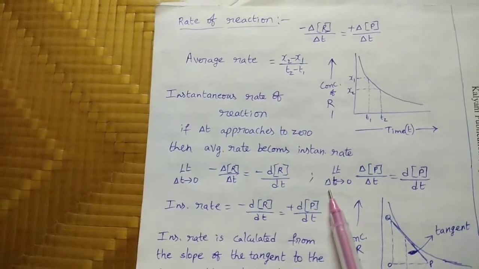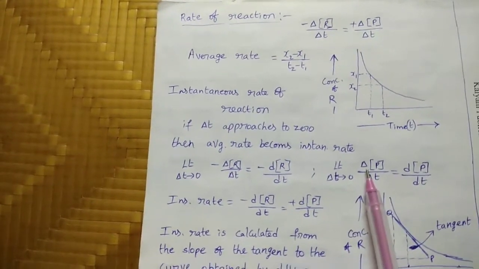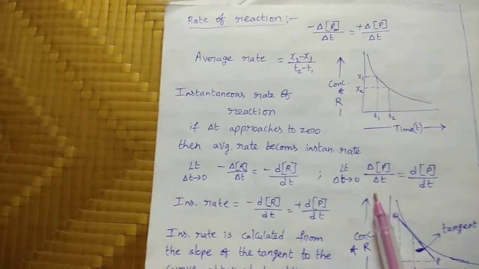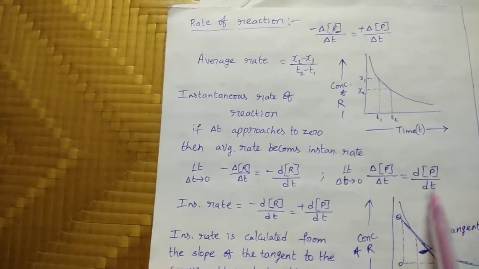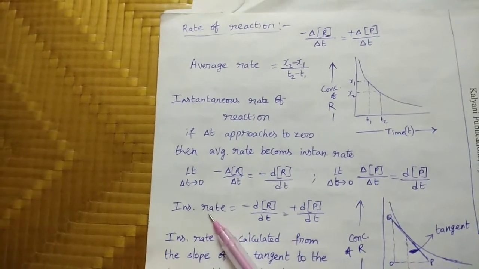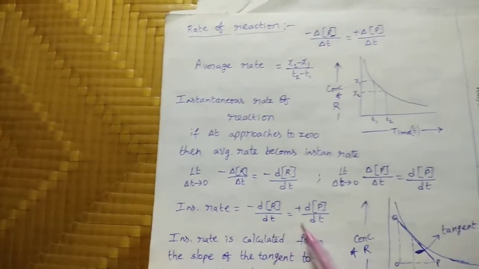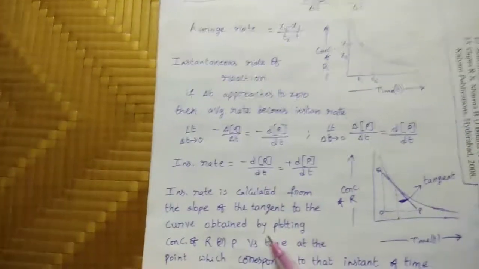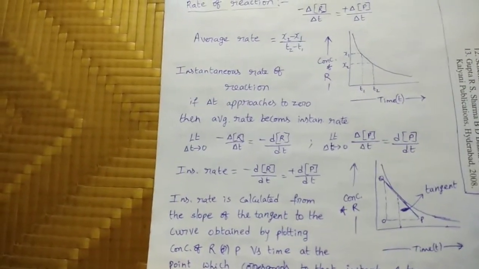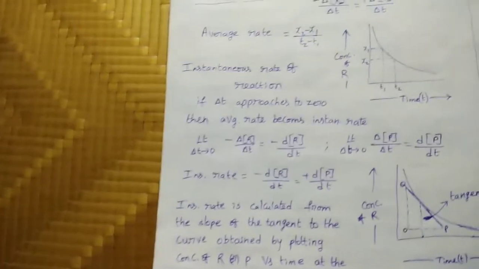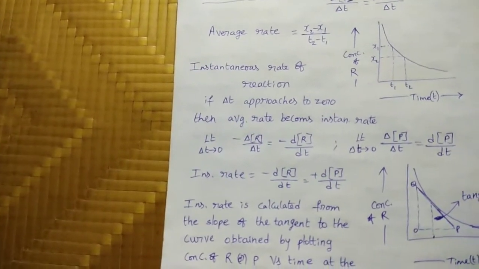Limit delta T tends to 0, delta concentration of the products divided by delta T, that equals dp by dt. Here instantaneous rate equal to this one. This instantaneous rate we can define as the rate of a reaction at a particular instant of time.